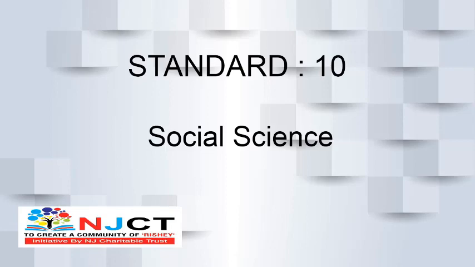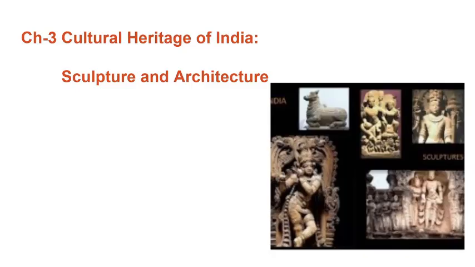We are learning social science of 10th standard, and in the previous video we have started with the third chapter, that is Cultural Heritage of India, Sculpture and Architecture. In the previous video we talked about sculpture and architecture, even we showed the difference between them, and we talked about Mohenjo-daro, one of the most important and unique civilizations of the world.